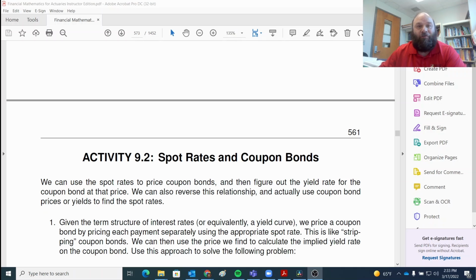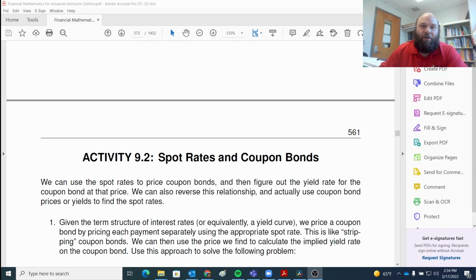If we have information from coupon bonds, can we extract the yield rate, the yield curve, from the coupon bonds? That's what we're going to look at in this video. There's also something else, not just in this video, but in the next several videos in this activity: the at-par yield rate, which you can roughly interpret as kind of an average for the yield curve. But we'll get to that in the last video for this activity.